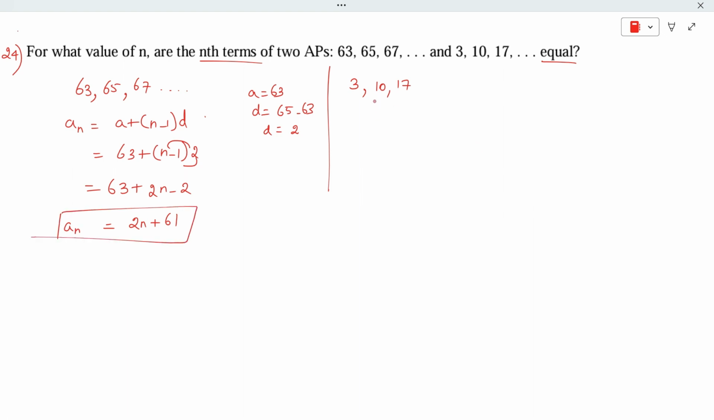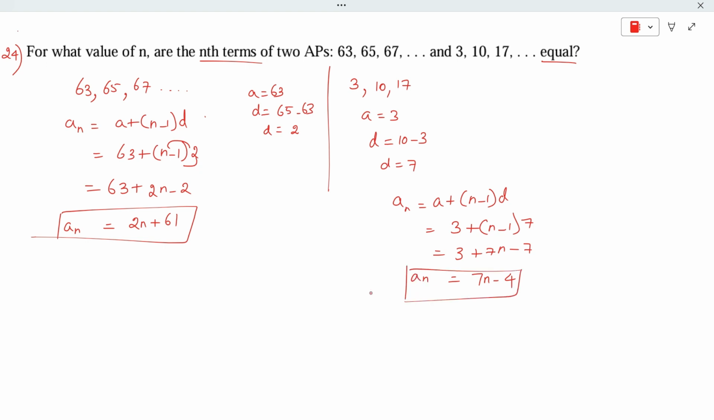So what is the nth term of the second arithmetic progression? a is 3, d is 10 minus 3, so the common difference is going to be 7. So the nth term is equal to a plus (n minus 1) times d. a is 3, (n minus 1) times 7. Again evaluate the bracket, so you will get 7n minus 7, which gives 7n minus 4.